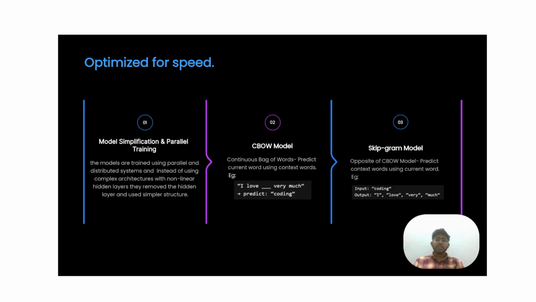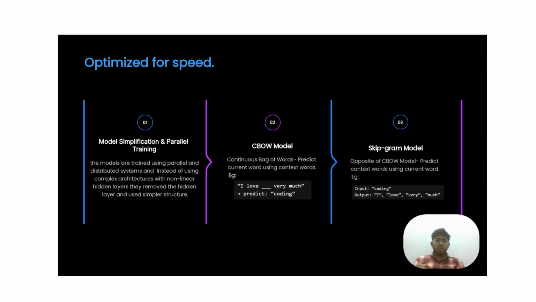But word2vec simplifies this. It actually removes the hidden layers and uses a simpler structure. Because of this, the computation becomes much faster. Also, these models can be trained using parallel and distributed systems, which makes larger datasets easily trainable. So overall, simpler model plus parallel training gives us high speed.